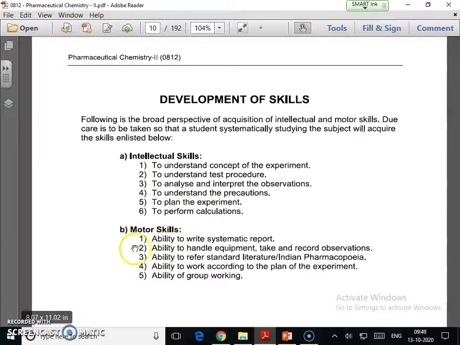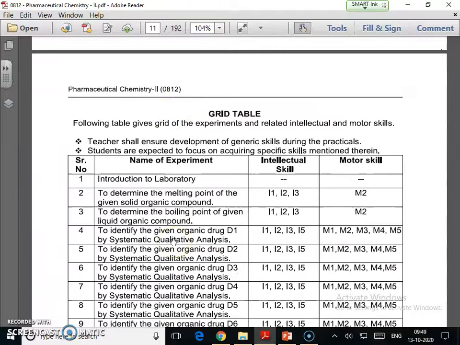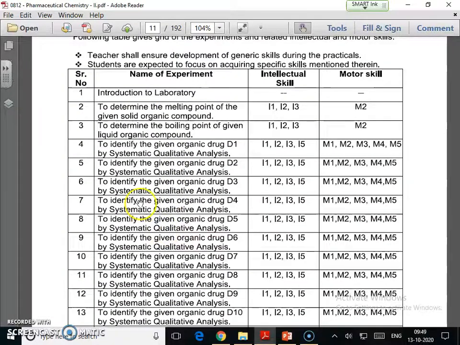And motor skill, in which we have to be physically involved, for example the ability to write a systematic report, handle the equipment, take and record the observations, refer to the standard literature, work accordingly, plan and work in a group. All these things are included in the motor skill. This again we have to develop, and we have to be physically involved.